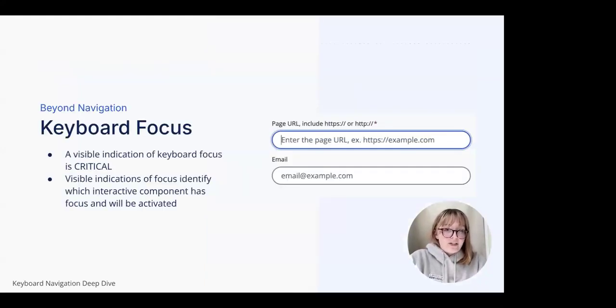Beyond just the navigation, keyboard focus is a huge part of this. As you're navigating through with your keyboard, you need to make sure that there's a visible indication of focus. This makes sure that people can tell where the focus is visually on the page and then which one is going to be activated when you use enter or spacebar. So for example, we have an image here of a form field for a page URL, and there's a blue focus state. That indicates that that's the component that's going to be interacted with if you use more keys than just tab on your keyboard. So you can fill it out, you can hit enter, you can tab to the next one, etc.